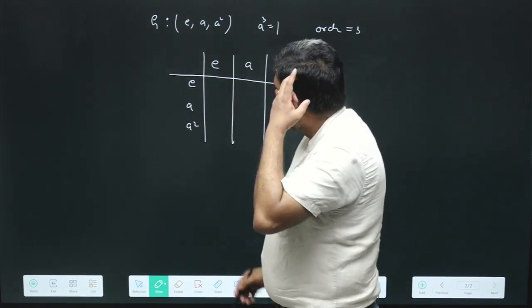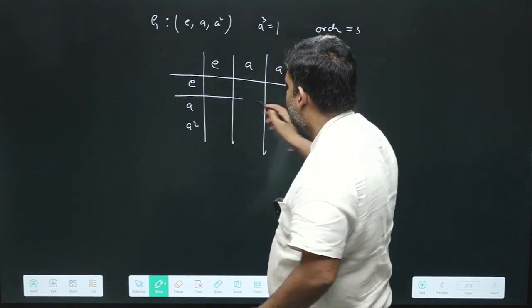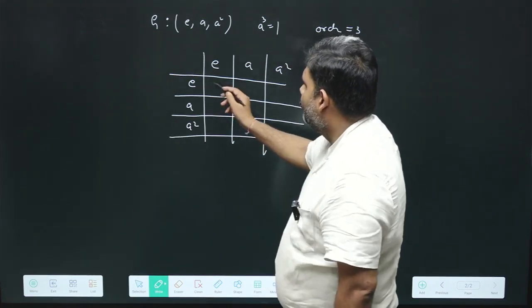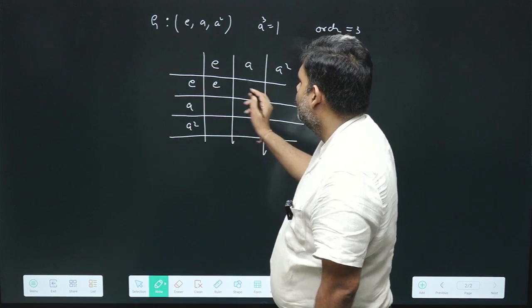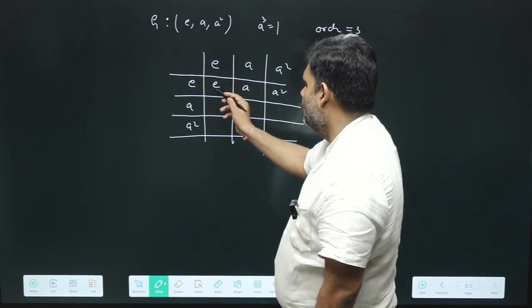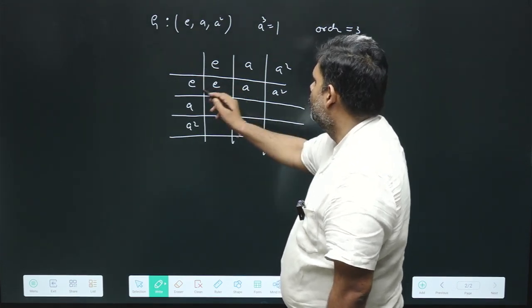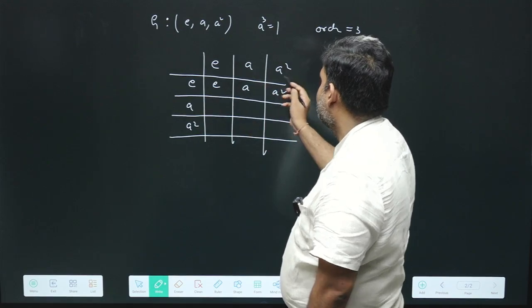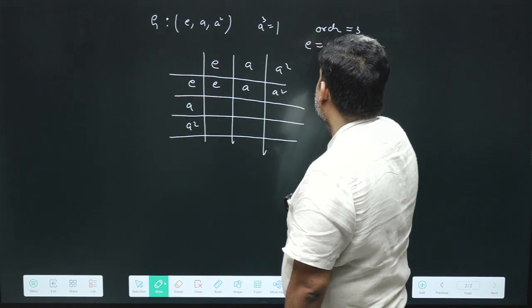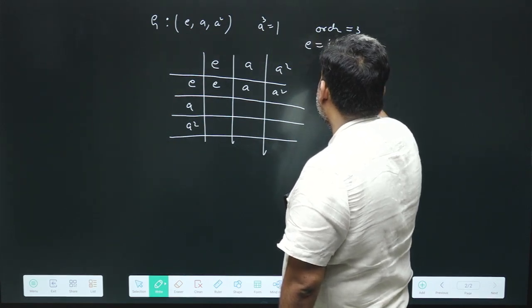So just go for the first one. We have to go for a 3 cross 3 matrix. So what will be the first row? This will be E, A, A square. E operation E is just E. E operation A is A. E operation A square is A square, because E is just an identity element.